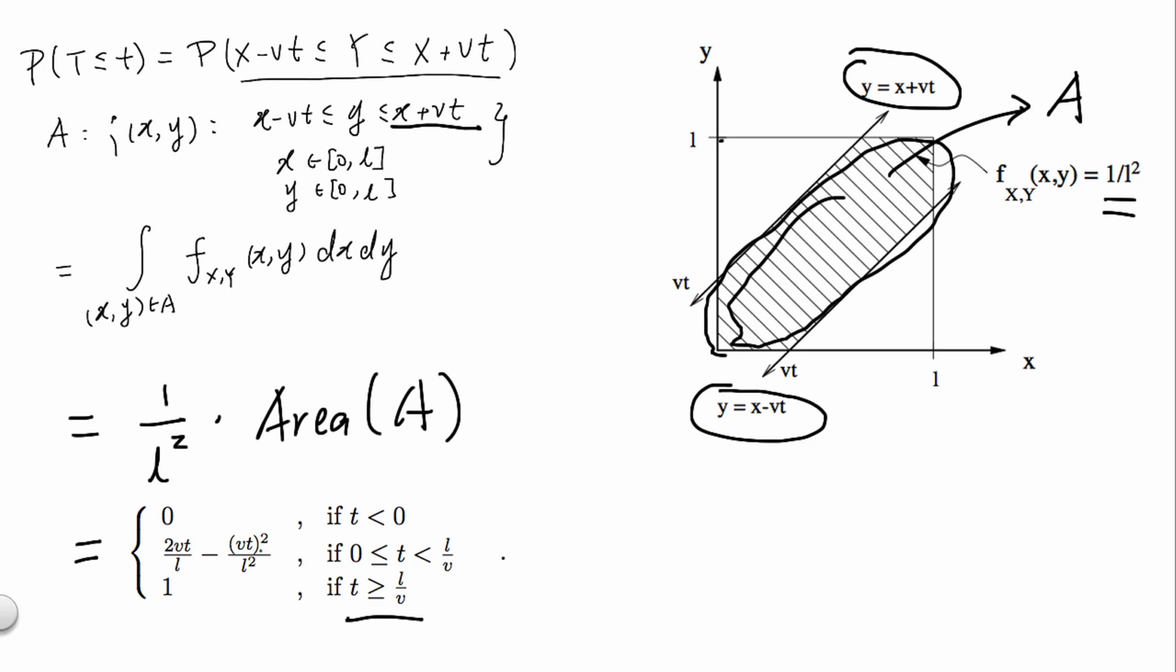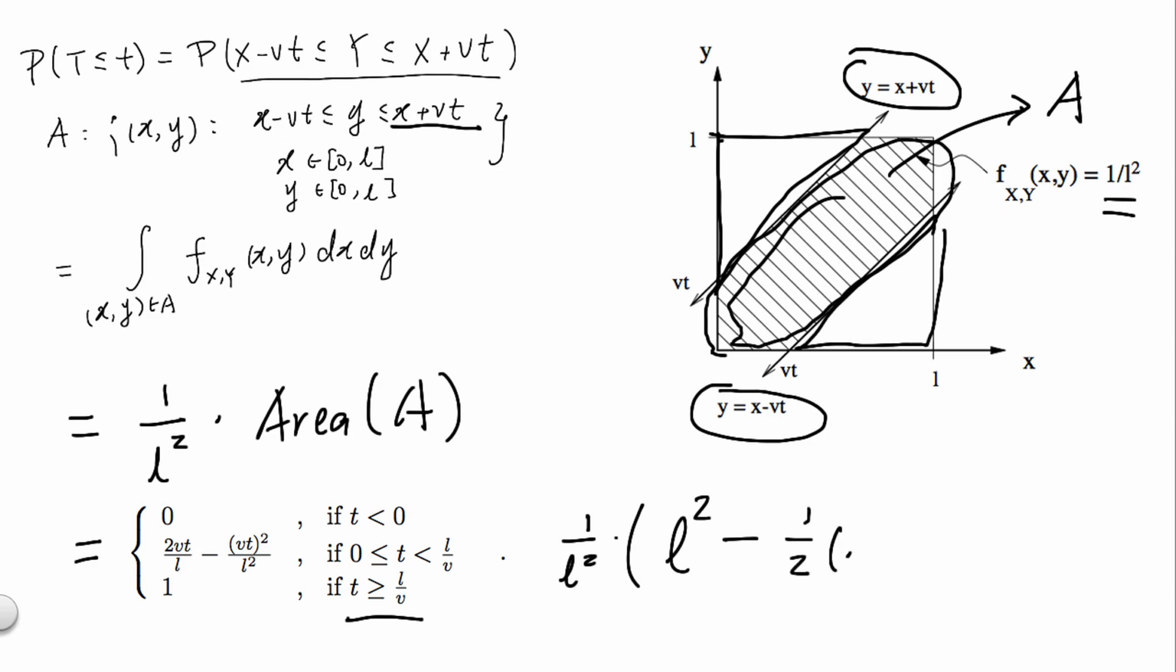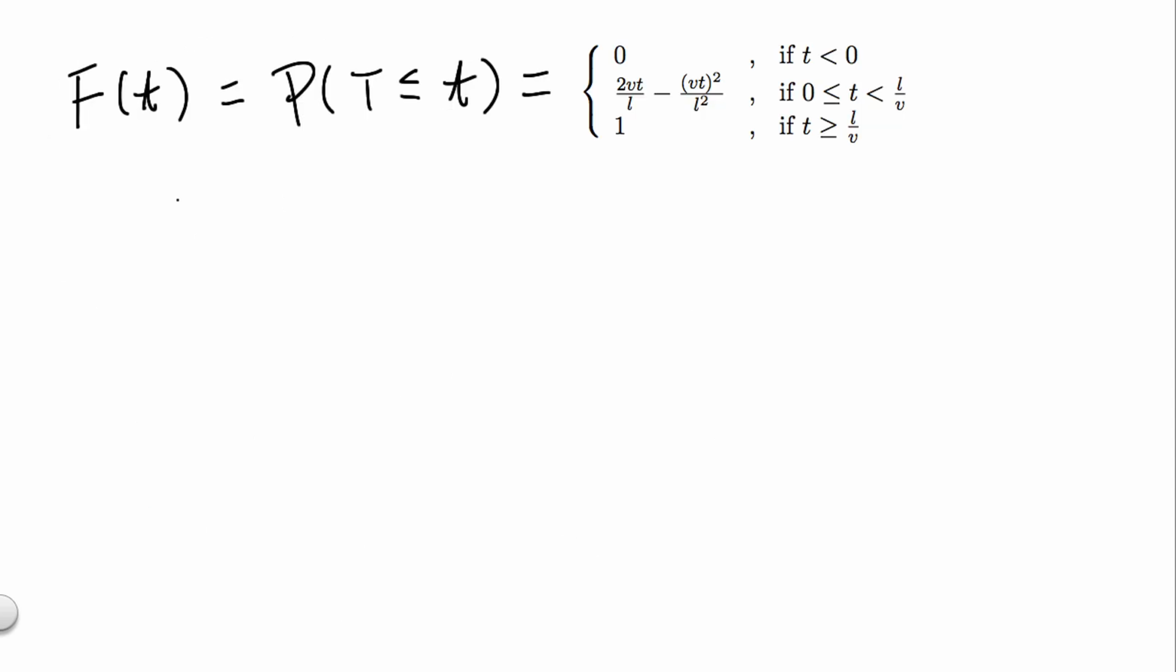Now, if you wonder how we arrive at exactly this expression, here's a simple way to calculate it. What we want is 1 over L squared times the area of A. Now, area A can be viewed as the entire square, L squared, minus what is not in area A, which is these two triangles. Each triangle has area 1 over 2 times (L minus vt) squared. This multiplied by 2, after some algebra, will give the answer right here. At this point, we have obtained the probability of big T less than or equal to little t, namely we have gotten the CDF for T.